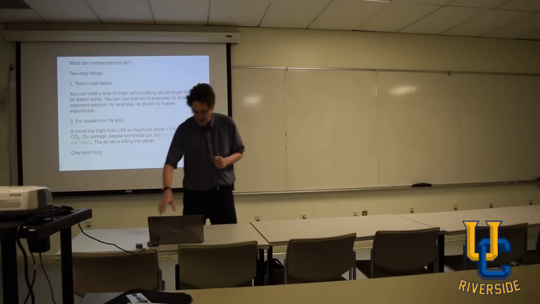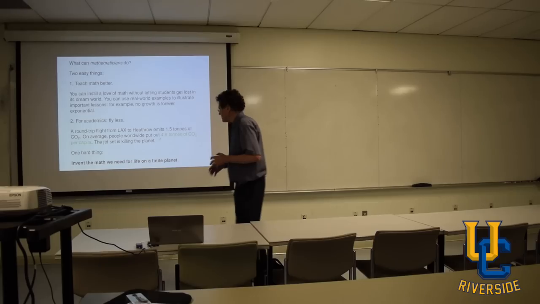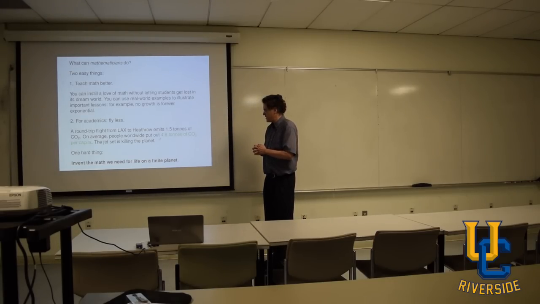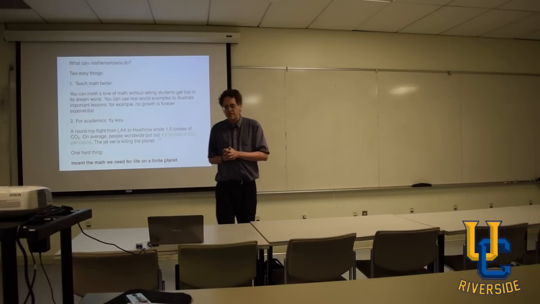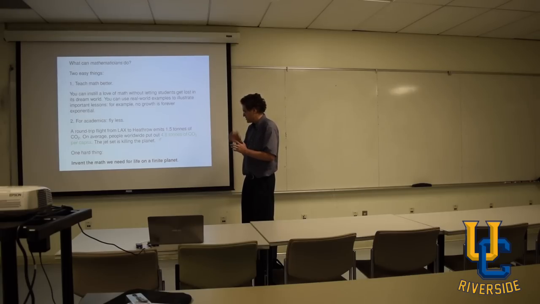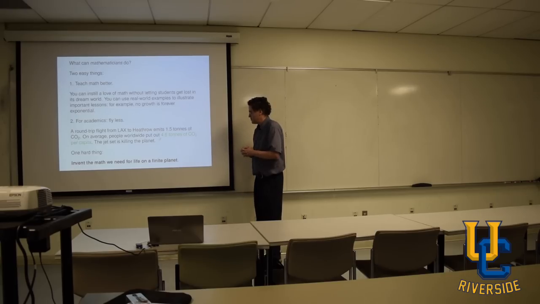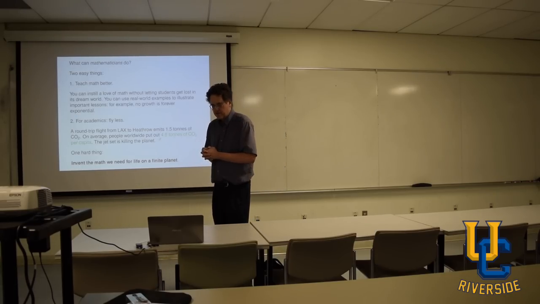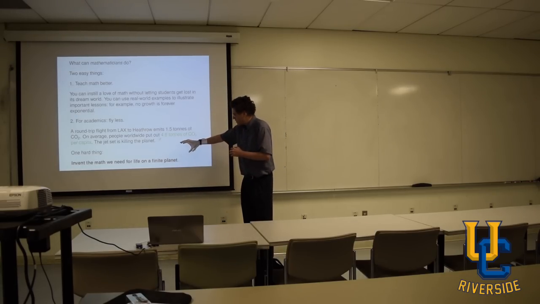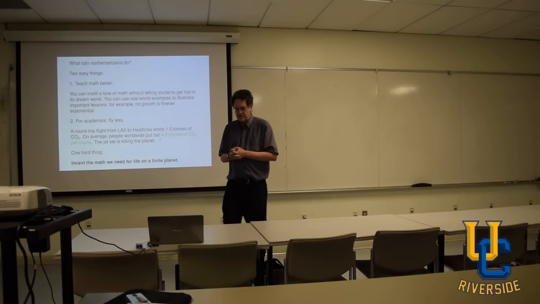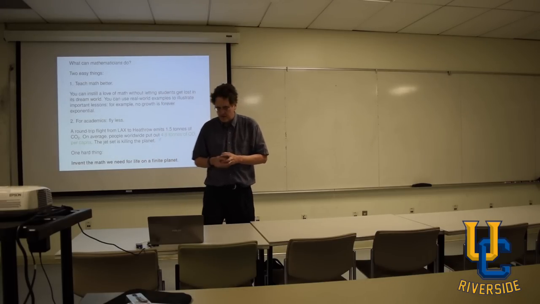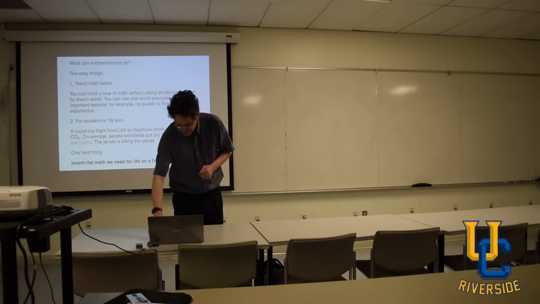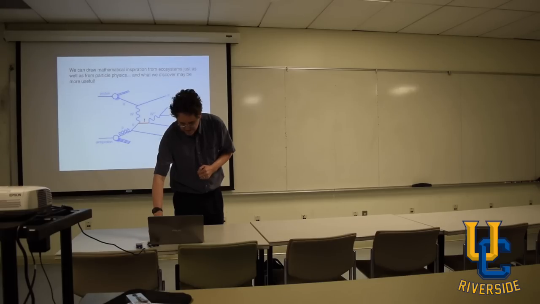Okay, and one hard thing, which is to invent the math we need for life on a finite planet. We need to rethink everything. We need to rethink technology. We need to rethink agriculture. We need to rethink economics. We need to rethink politics. To accept the fact that we're living on a finite-sized planet, and so exponential growth cannot be the normal condition. And that involves new mathematics, as well as new everything else.